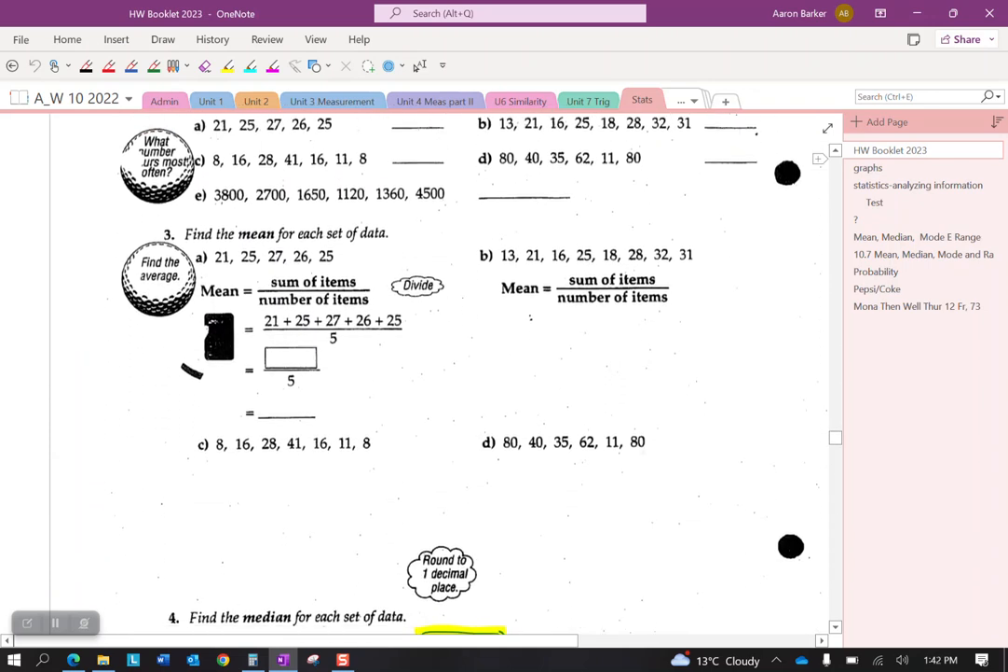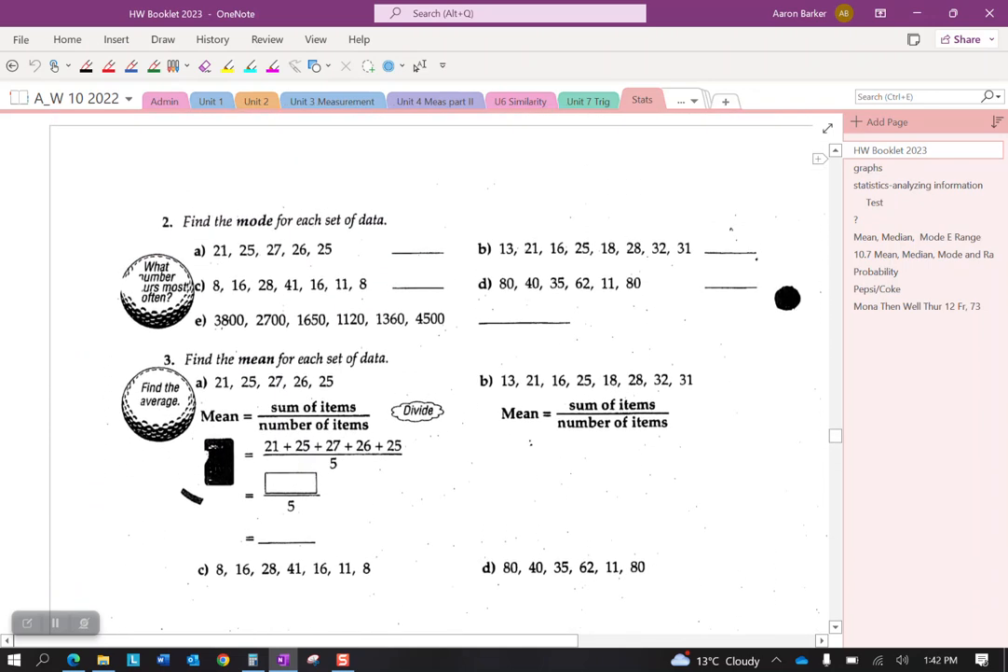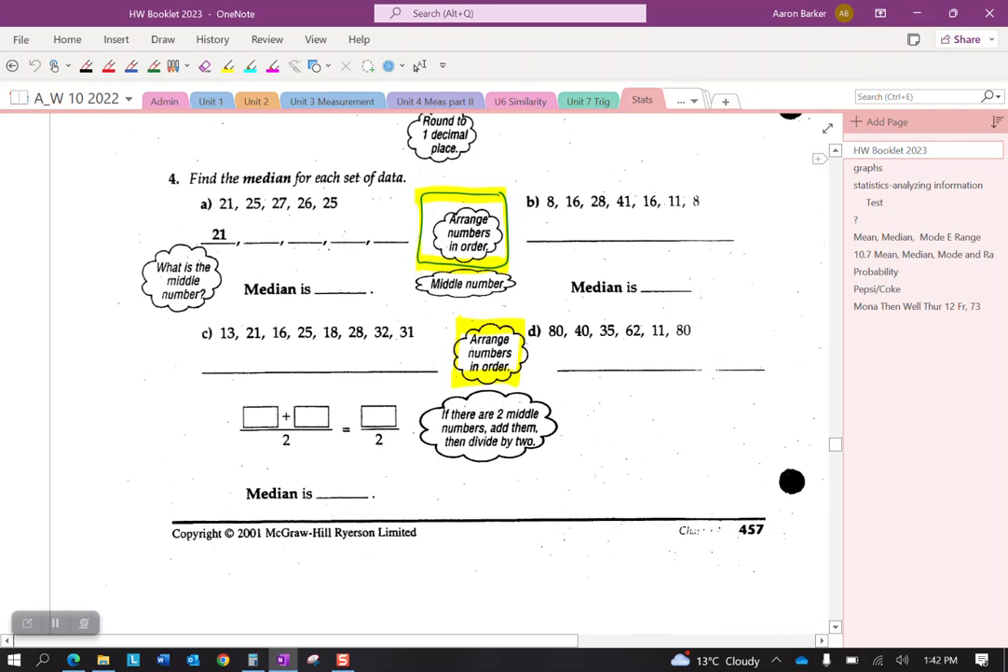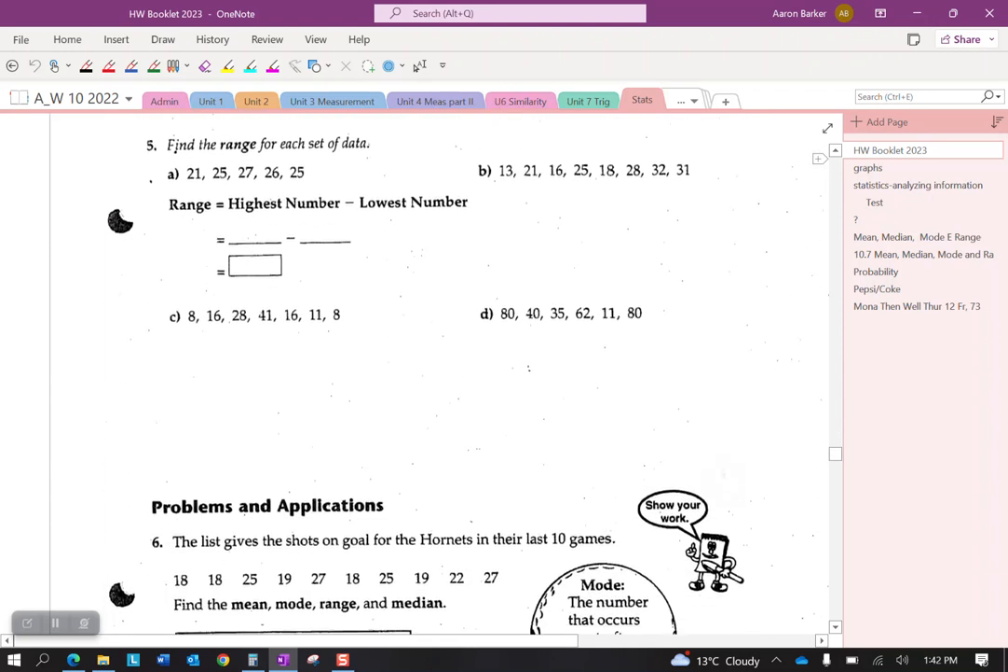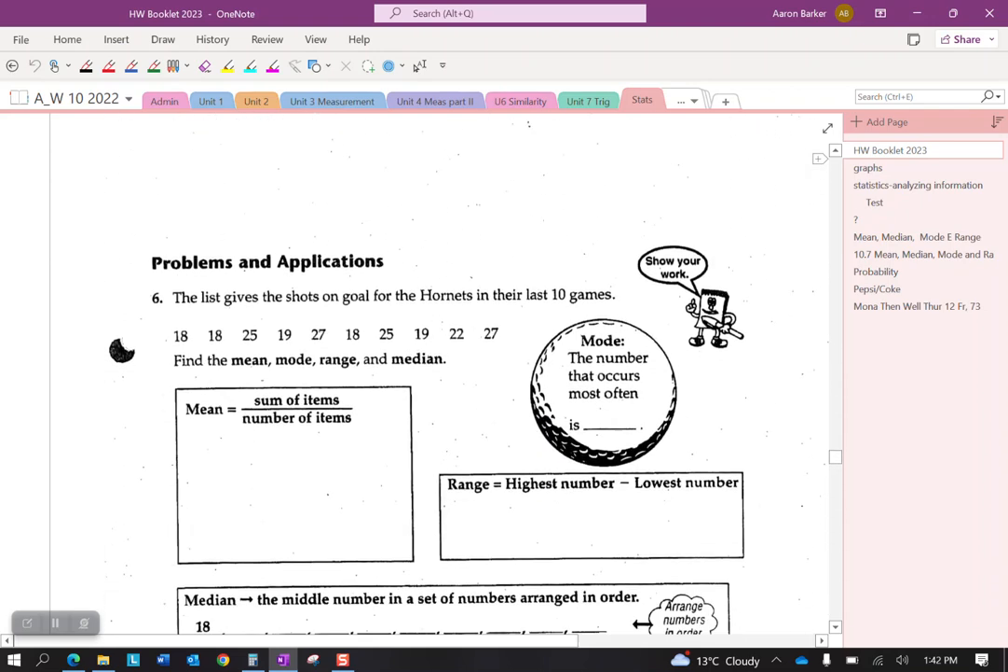And then you're working on here. A lot of this is fill in the blank. They kind of have some guided practice for you. And don't forget number 4, arrange the numbers in order first. Your range, highest minus your lowest.